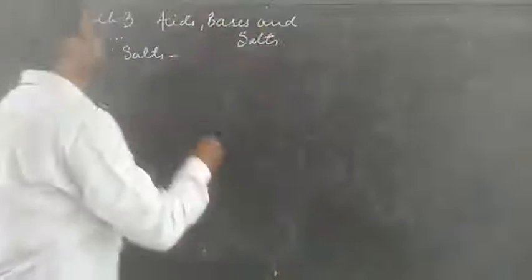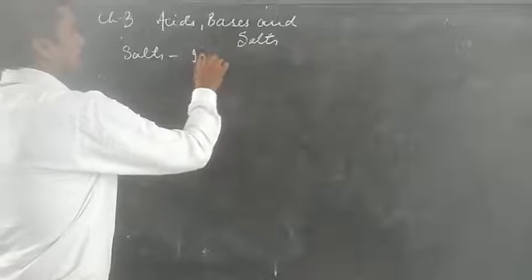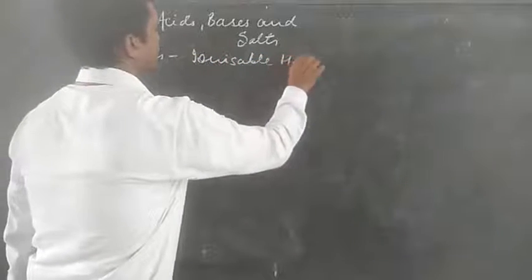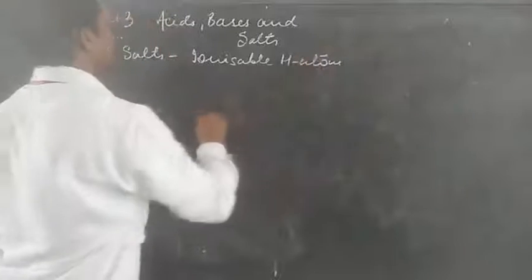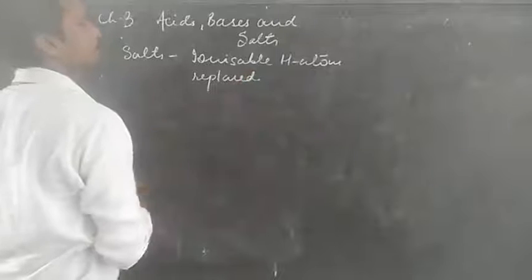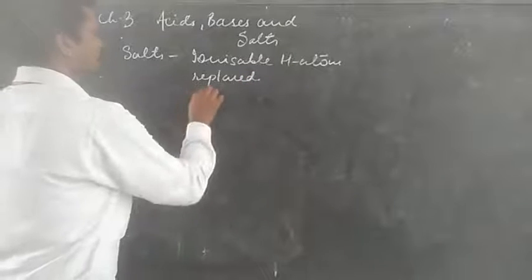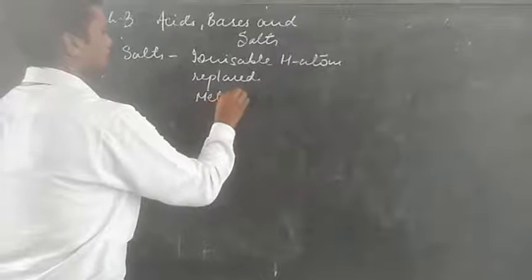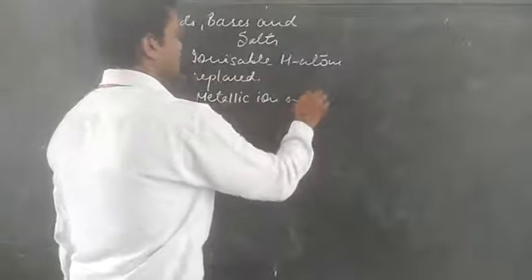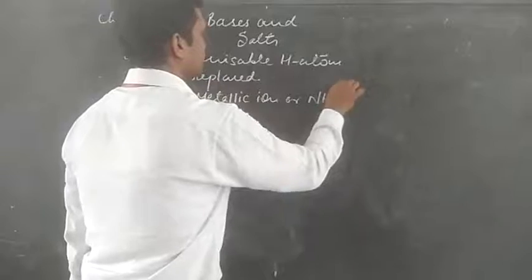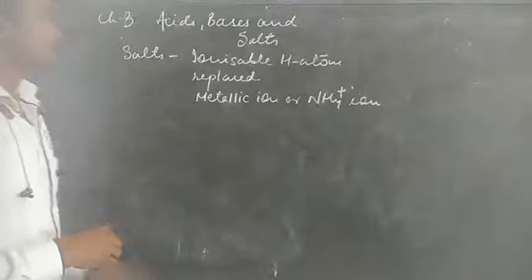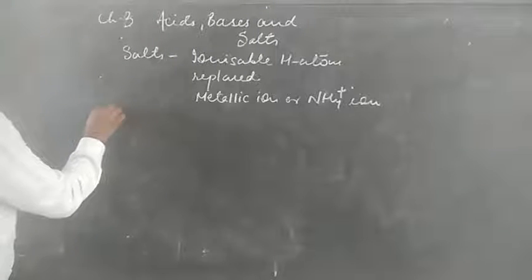That means ionizable hydrogen atom will be replaced by metallic ion or ammonium ion. Let us take one example to understand.